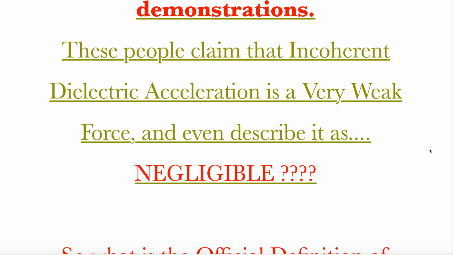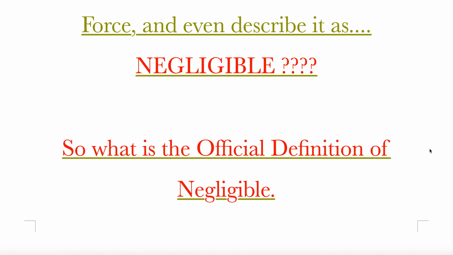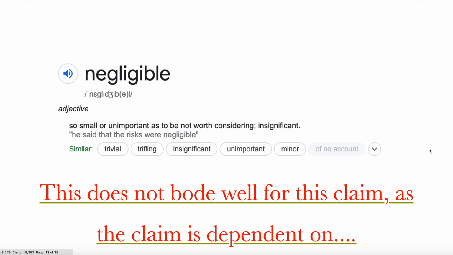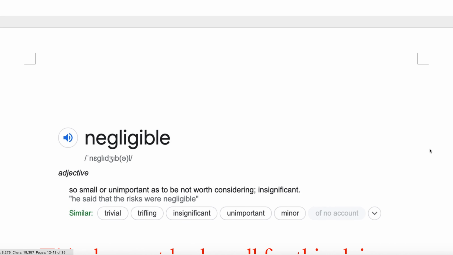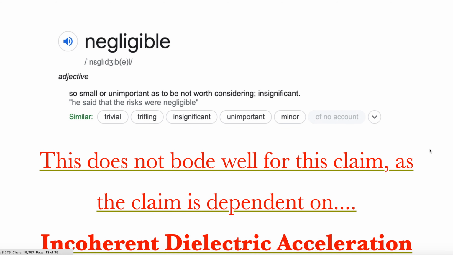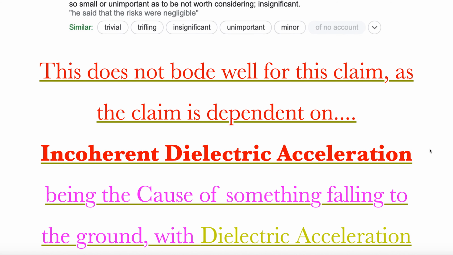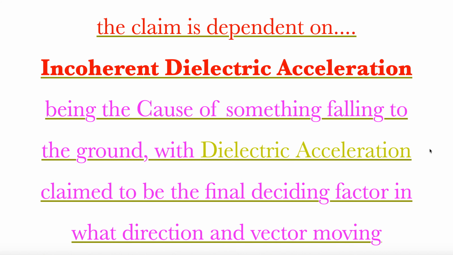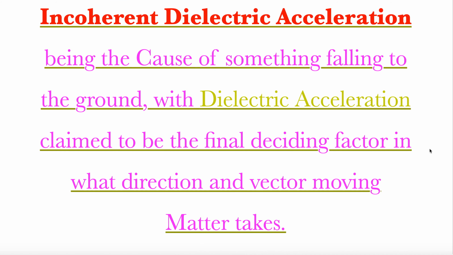These people claim that incoherent dielectric acceleration is a very weak force and even describe it as negligible. So what is the official definition of negligible? Negligible: so small or unimportant as to be not worth considering, insignificant. Similar words: trivial, trifling, insignificant, unimportant, minor. This does not bode well for this claim, as the claim is dependent on incoherent dielectric acceleration being the cause of something falling to the ground, with dielectric acceleration claimed to be the final deciding factor in what direction and vector moving matter takes.